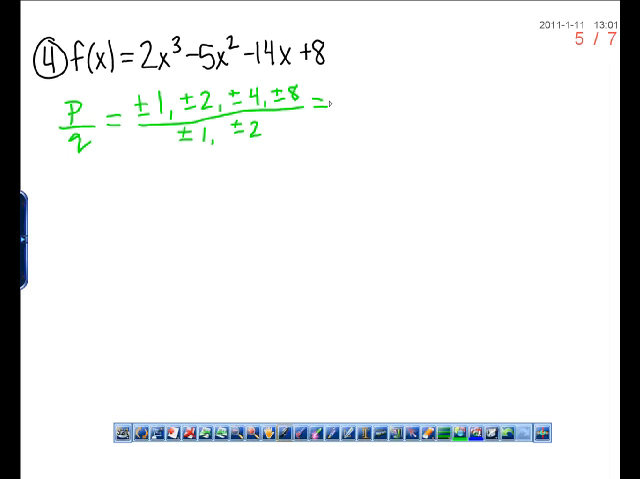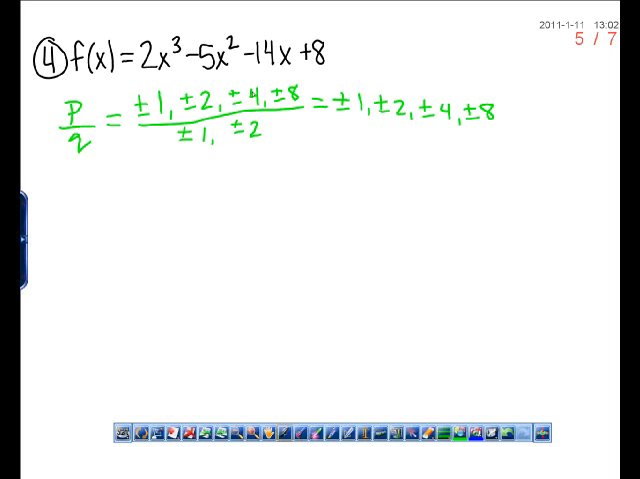Okay, now you think of going through and dividing all these, right? So if I divide everything on top by 1, I get left with just that list again, right? So go ahead and write that list out. Now think about what happens if I divide everything by 2. What's the only new possible root that's going to appear?